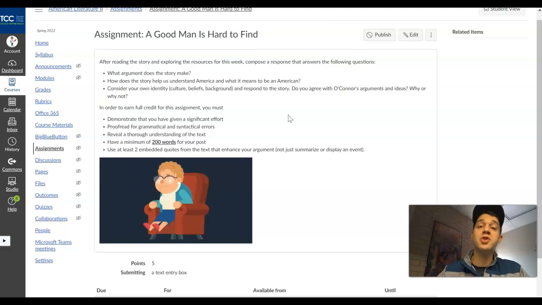You need to reveal to me that you have a thorough understanding of the text, right? So that example that I just gave you a second ago is really not revealing any type of sophisticated understanding of the text. There's no mention of specific characters. There's no mention of specific scenes. There's no mention of specific events. There's no reference to the author. There's no reference to the author's history or background. There's no reference to any other video or resource that I assigned you.